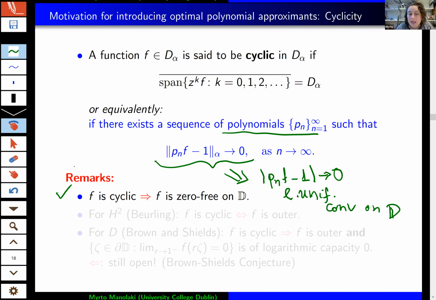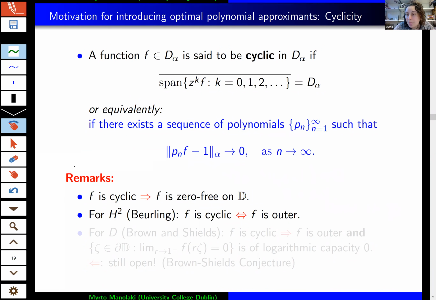Is this enough? Well, for the Hardy space, we know due to Beurling that the cyclic functions are exactly the outer functions. Is there any question?